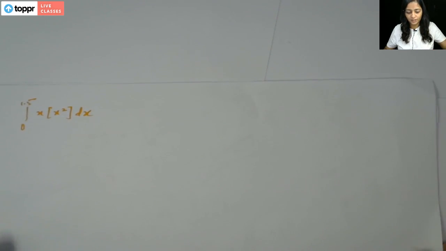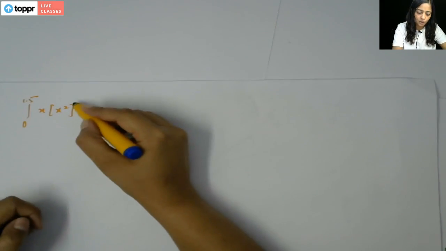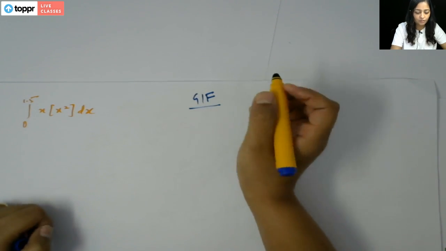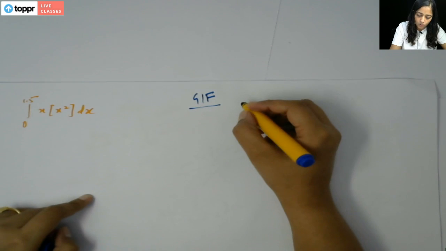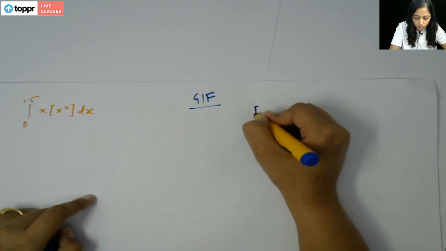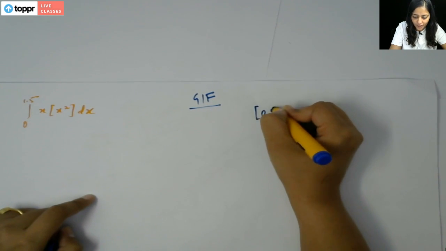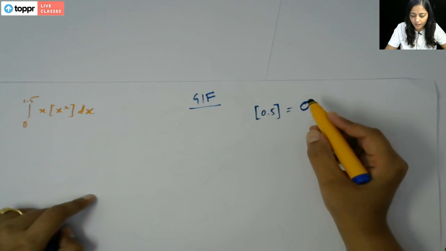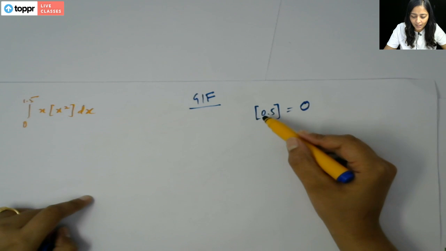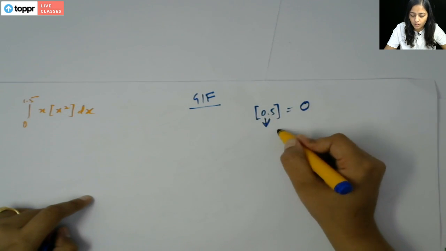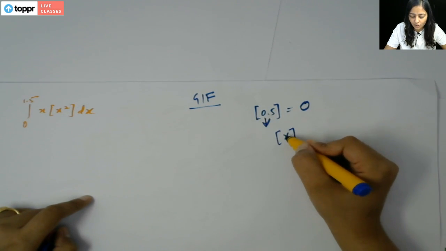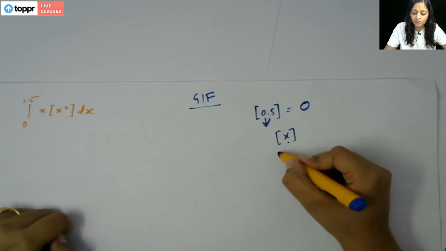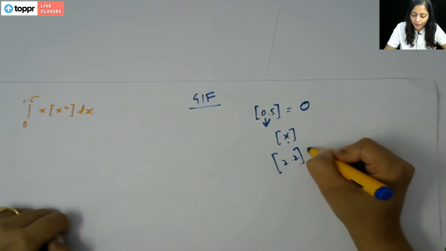This is the last question and it is very important because it is related to the greatest integer function, which in short we call GIF. So let's recall what it is. If you have any number like 0.5, the greatest integer of 0.5 should be 0. It gives the greatest integer less than or equal to this number. Like the greatest integer of 2.2 is 2.